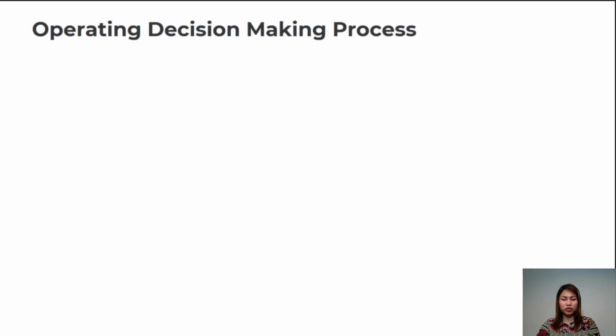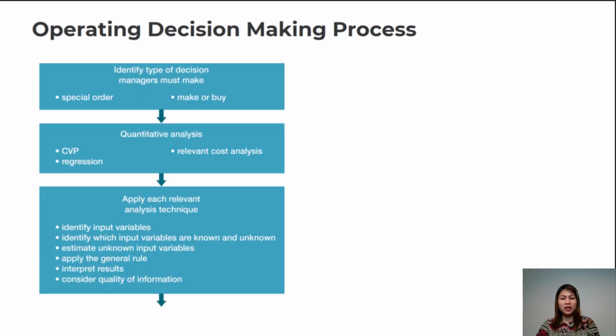If we look at operational decision making, the first step for you is to identify the type of decision that you must make and identify the 2 alternatives you have. For instance, whether it is a special order type decision or whether it is a make or buy decision. You need then to perform quantitative analysis, which means you need to identify how the current statement of profit or loss will change as a consequence of the decision faced by management.